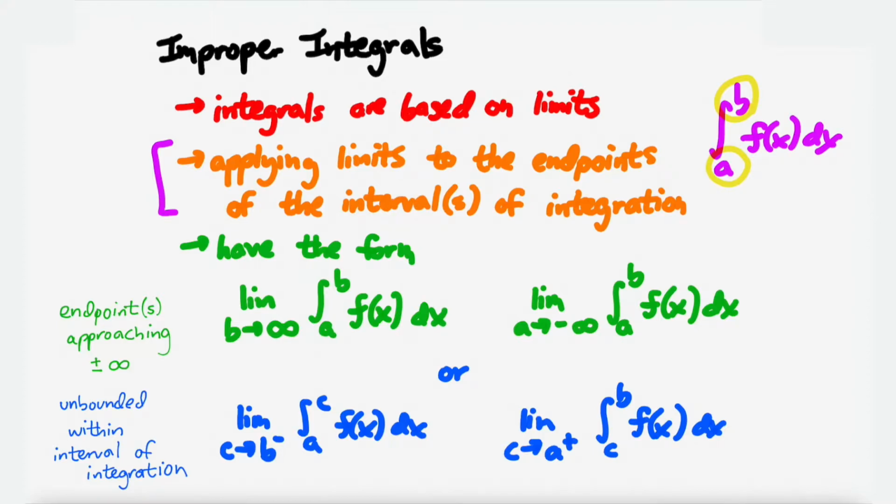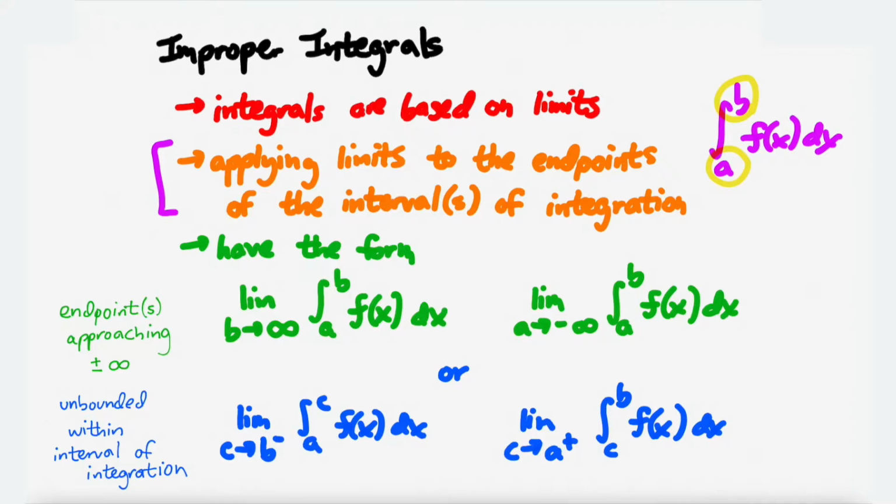So that's another key aspect of improper integrals. Integrals are based on limits, but if you apply limits in a different context for a different part of the integral, then you get an improper integral. Improper integrals have the following form. If you notice in green and this blue, these are the different forms that improper integrals can take.